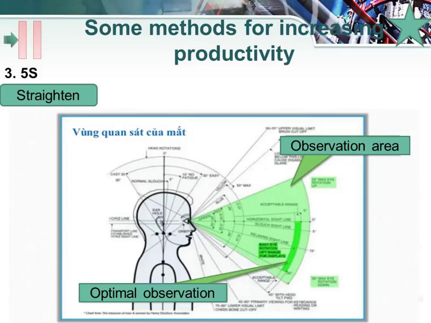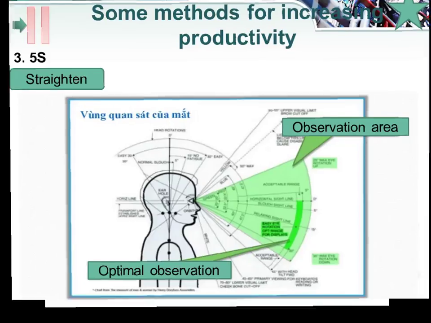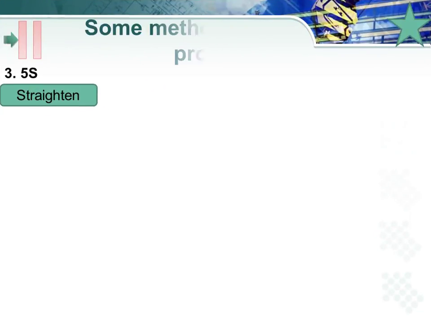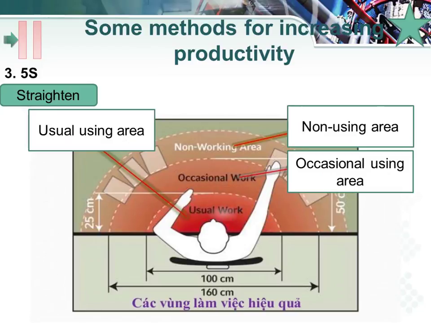Optimize the view of the eye. Next example is about the working area of a table. When you work on it, there are three types. The nearest is the usual using area or user work. The second is the occasional using area, and the farthest is the non-using area.